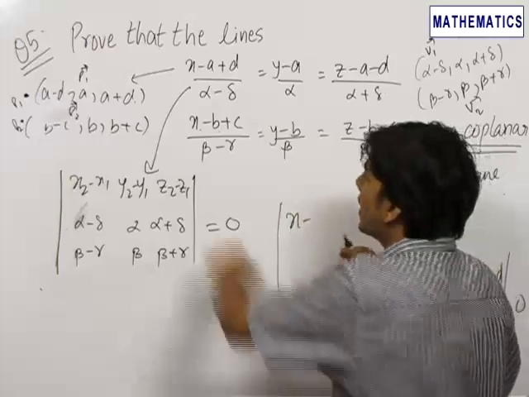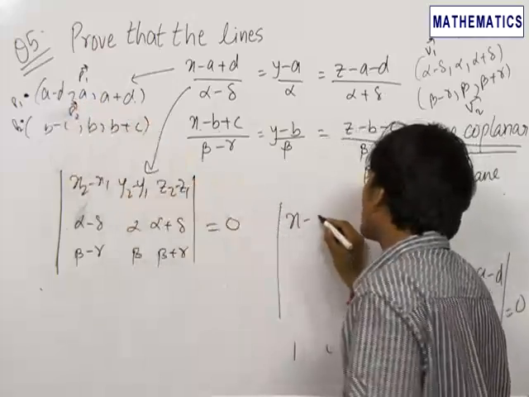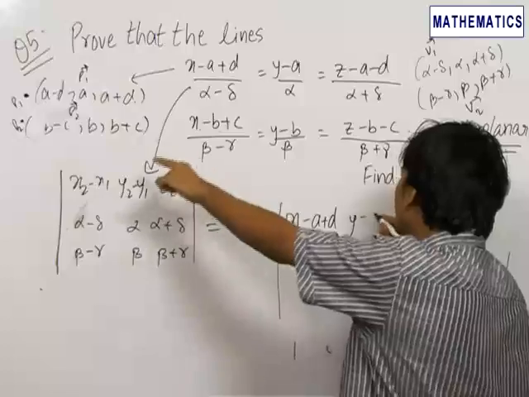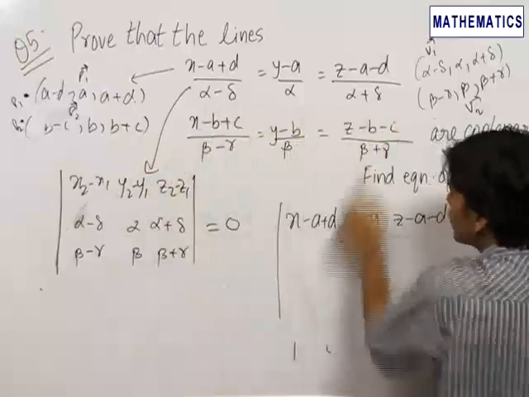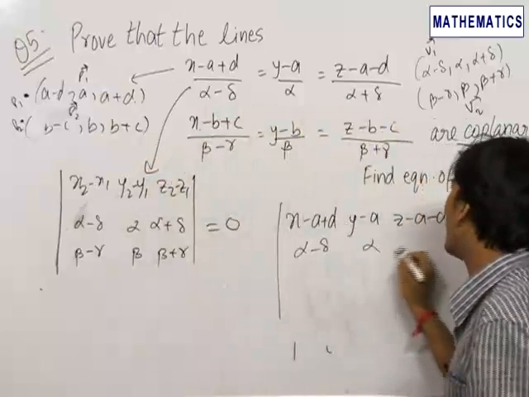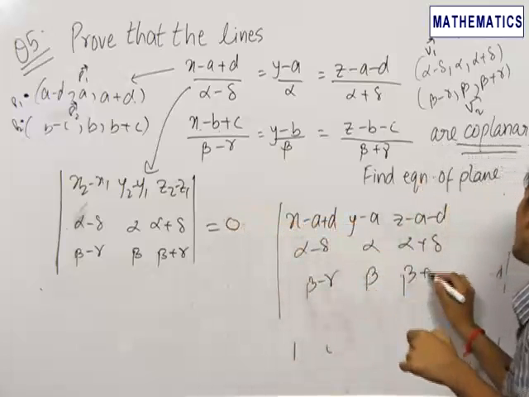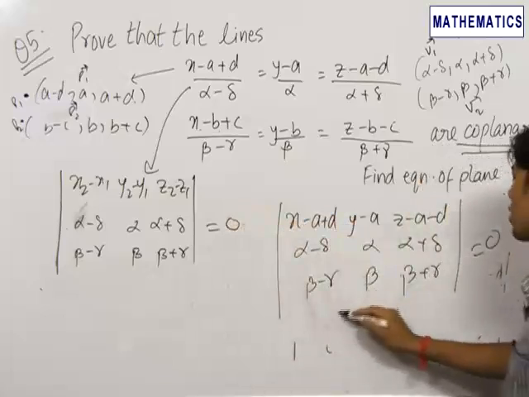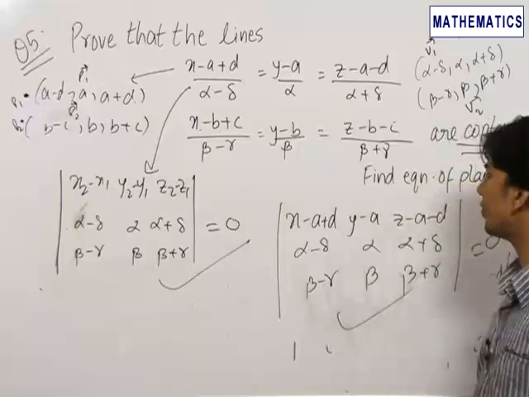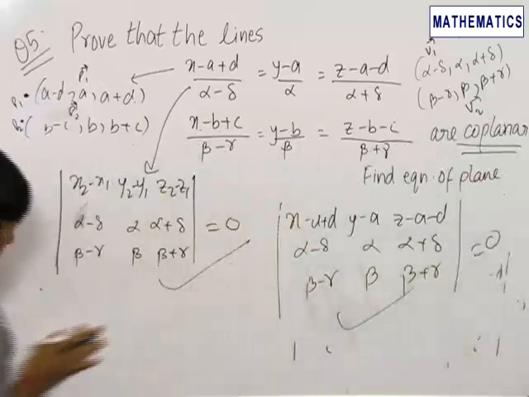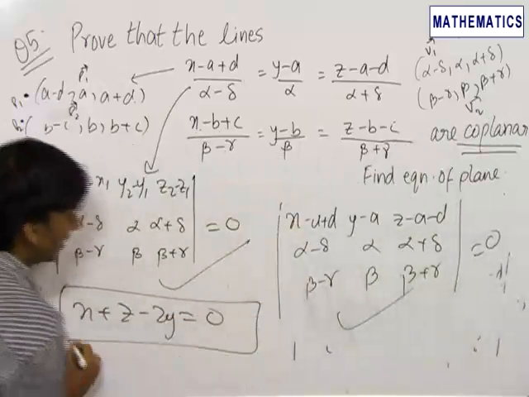Now if you want to find out the equation of the plane, then what you do is that you write x minus any one of the points, choose any one of the points. You could have done this also or this also. Let us do it for the first one, x minus a plus d, y minus a, z minus a minus d, and again write down these terms over here to get alpha minus delta, alpha plus delta, and beta minus gamma, beta plus gamma is equal to 0. So this is how you find out the equation of the plane, and this is how you prove that two lines are coplanar. So the final answer that we got was x plus z minus 2y is equal to 0, and this is our final answer.